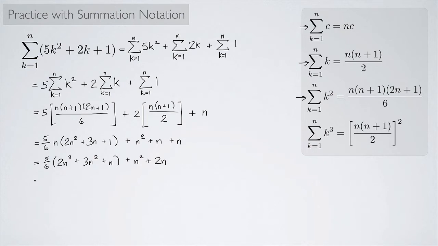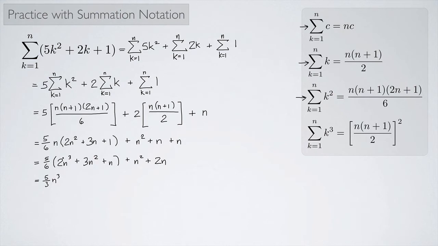Let's multiply the 5/6 through. So I'm going to have, in this case, 5/6 times 2. That's going to be 10/6. But I can reduce that. 10/6 has a common factor of 2 in it, so that's going to be 5/3. So this will be 5/3 n cubed.